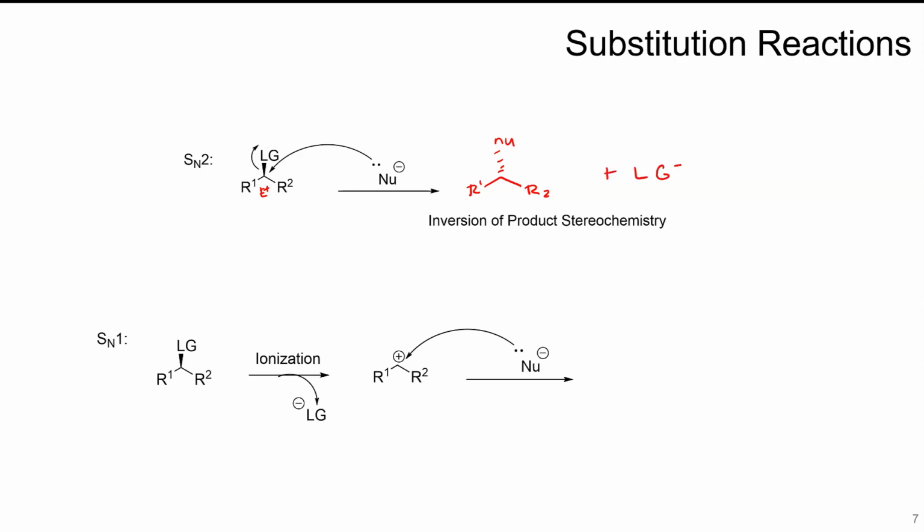In an SN1 reaction, the leaving group has to leave. It gets ionized, and the nucleophile comes in to form the new product with a racemic mixture and the leaving group. SN2 is one step, SN1 is two steps.